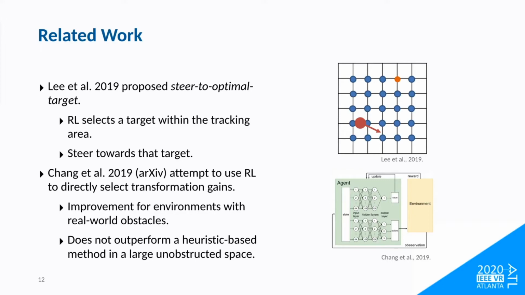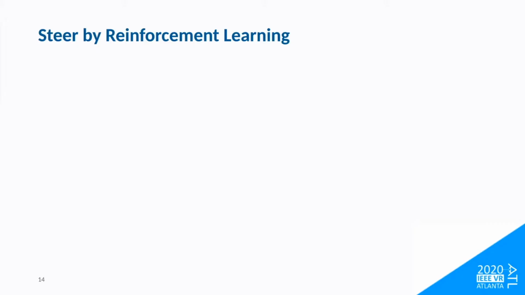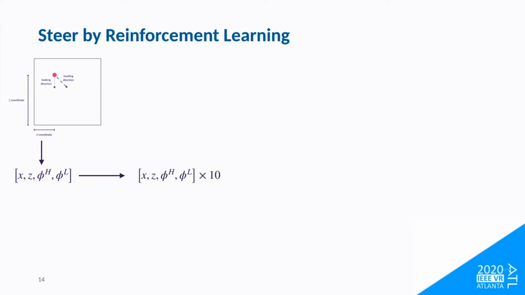So now I'll describe our algorithm, steer by reinforcement learning. If you remember back to the diagram of reinforcement learning, the first thing we want to consider is the observations that the agent is going to receive. In our case, we encode the environment state using the same information that I mentioned earlier: four variables describing the user's position and orientation within the tracking space. We then concatenate 10 recent states from the user's history to form the observation that's passed to the agent. This is done to provide the agent with context about where the user is coming from and which directions they might be about to go.